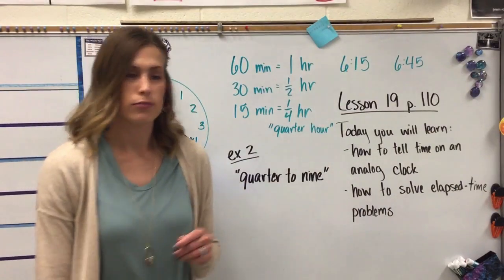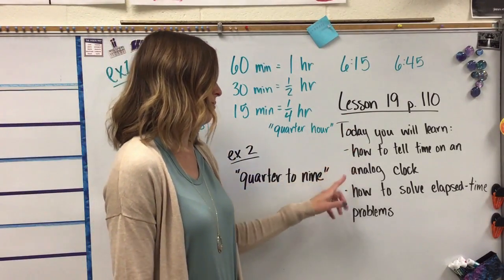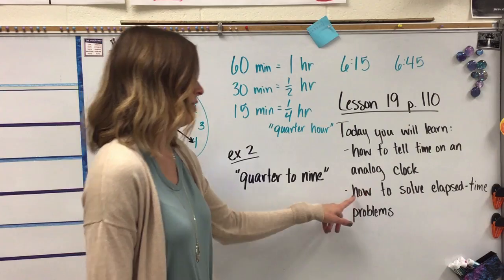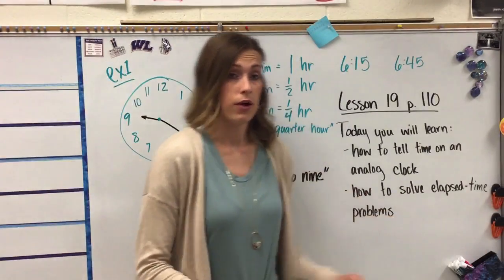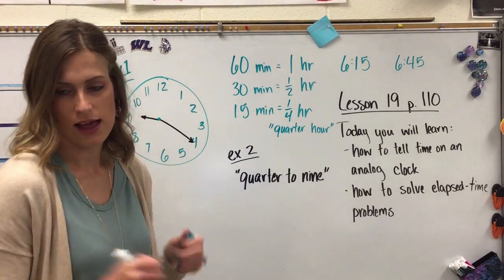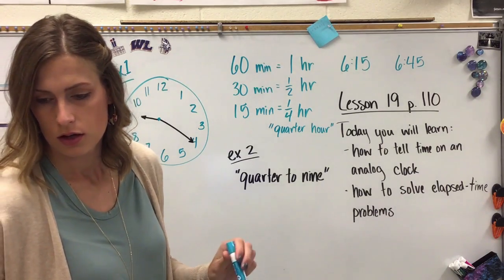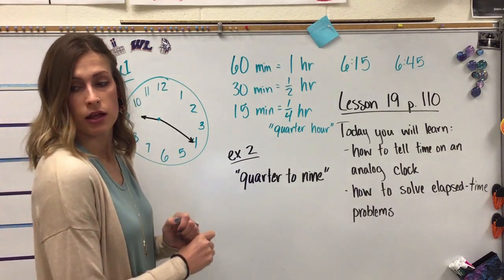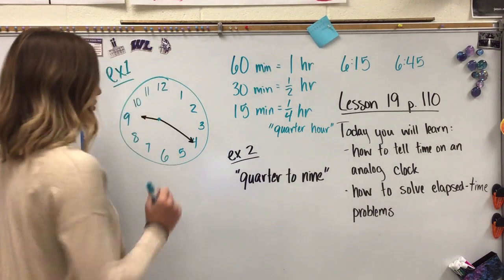Let's jump right in with our objectives. Lesson 19. Today you will learn how to tell time on an analog clock and how to solve elapsed time problems. So, first we're going to start off with how to tell time on this clock right here. Now, this clock, it says it's evening, and we need to say what time is shown by this clock.